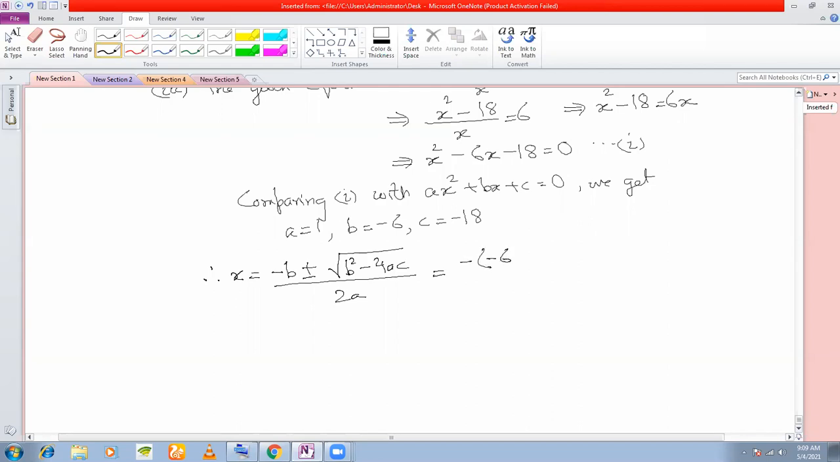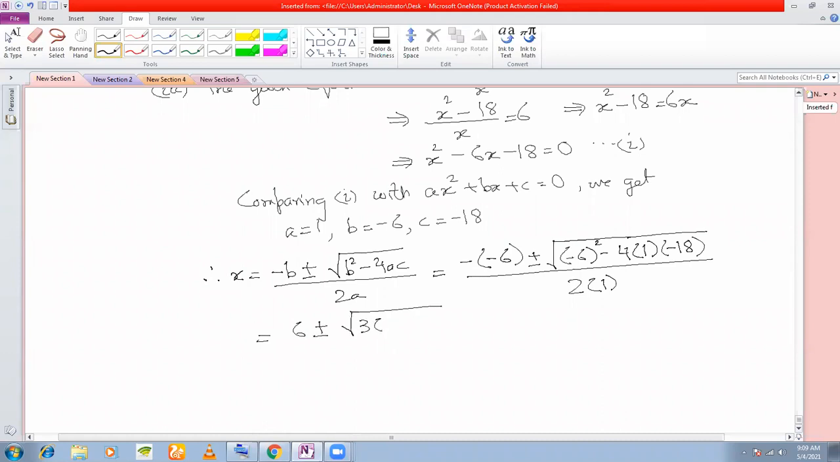Minus b is negative, so minus of minus 6 plus or minus square root of b square, minus 6 square minus 4 into a into c, divided by 2 into a. Okay. Now we simplify this. This becomes 6 plus or minus square root of minus 6 square is clearly plus 36. Minus, again minus and minus combined to give you a plus sign here. And 18 into 4 will give you a 72. Okay, divided by 2.